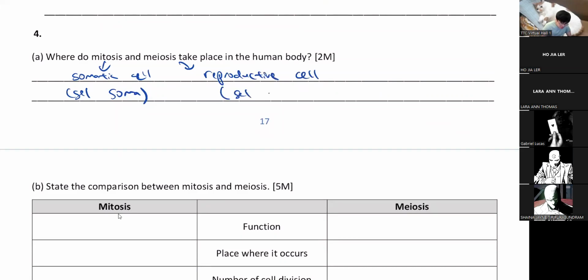We call it cell pembiakan. In this case, your testes and ovary, they are the 2 places that will do meiosis. That's all. Because sperm and ovum, they are the only 2 that has 23 chromosomes. The others, they all have 46.